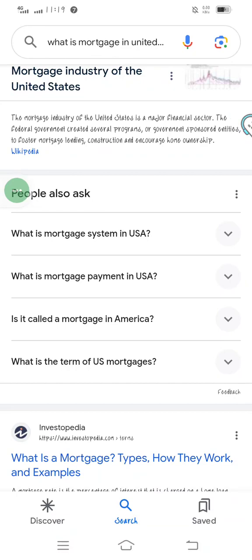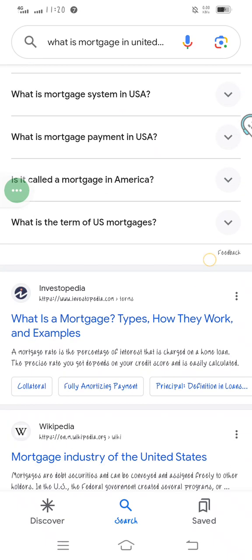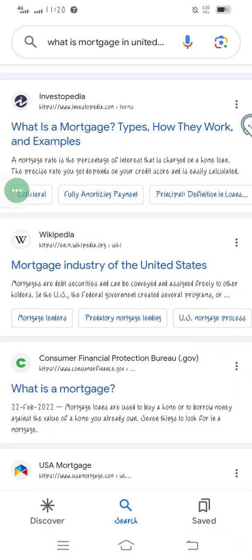The mortgage industry of the United States is a major financial sector. The federal government created several programs, government-sponsored entities, to foster mortgage lending, construction, and encourage home ownership. What are mortgage types, how do they work, and some examples?